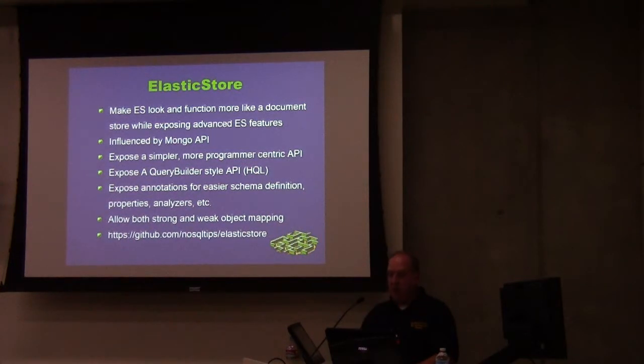Just real quick, ElasticStore is an open source project that I started working on. It puts a more database-oriented query front end in front of Elasticsearch to make it more accessible to the general database or general development population. Elasticsearch is great, but the API is search. If you don't understand search, it looks very foreign.